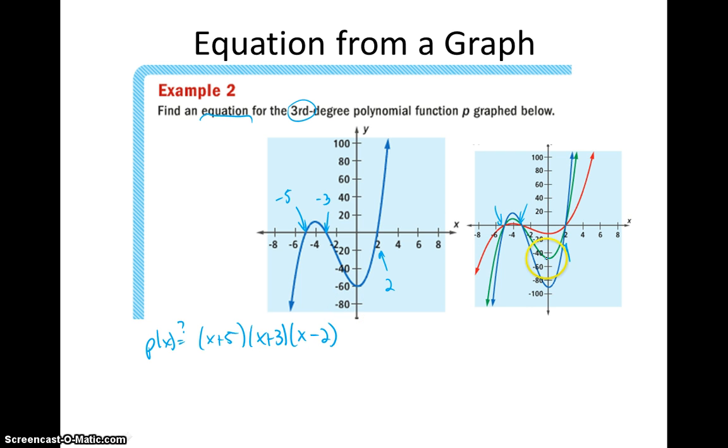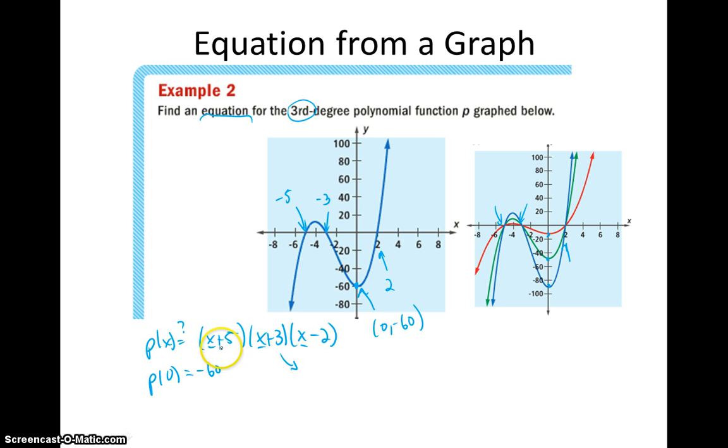Well, there's kind of a simple way to do it. We look at the y-intercept right here. The y-intercept tells a whole lot of things. Notice all the y-intercepts here are different. So this y-intercept that we're concerned with is at (0, -60). So we know that p of 0 should equal -60. Well, let's check right now. If we plug in 0 for all the x's, let's see if we get -60. So we plug in 0 for all the x's.